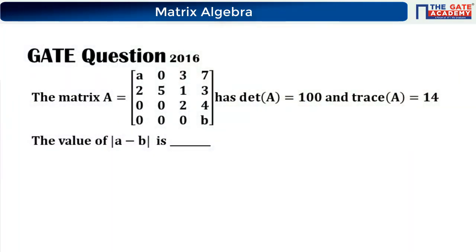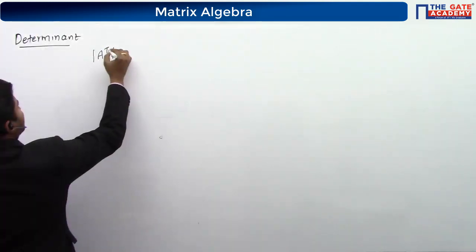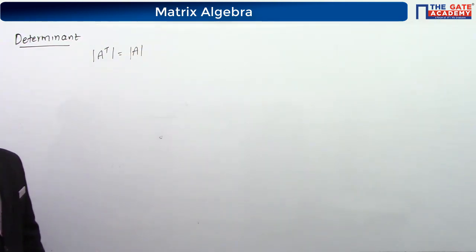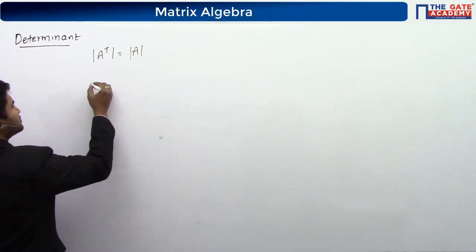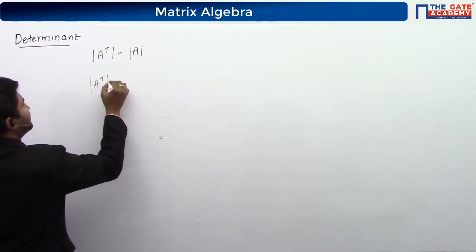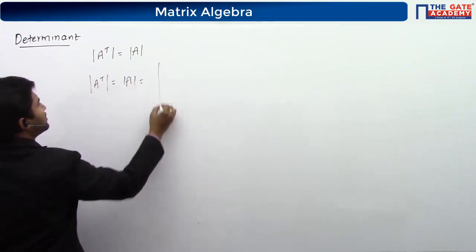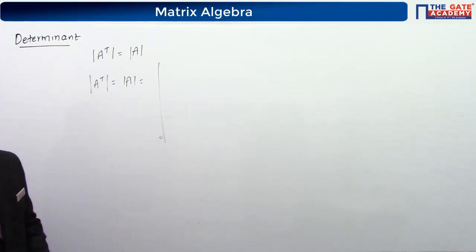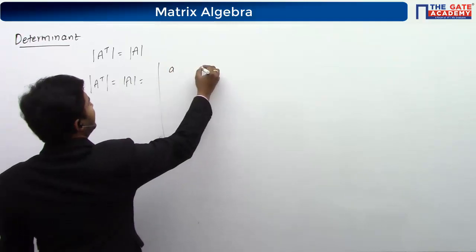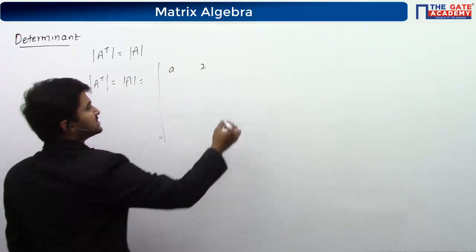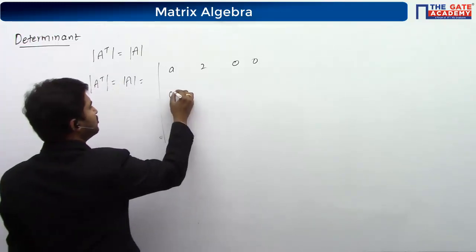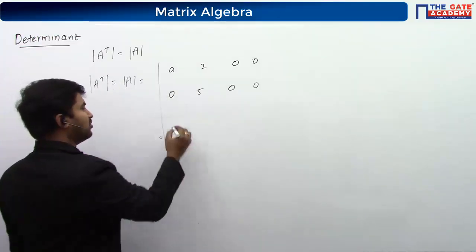Please, I think I already told you, the transpose of the matrix A will have the same determinant as that of the original matrix. So if I apply the transpose, A transpose, and then take the determinant, it will be equal to the determinant of A. The idea is that I'm going to take the transpose. So A 2 0 0 0 5 0 0 3 1 2 0 7 3 4 B.